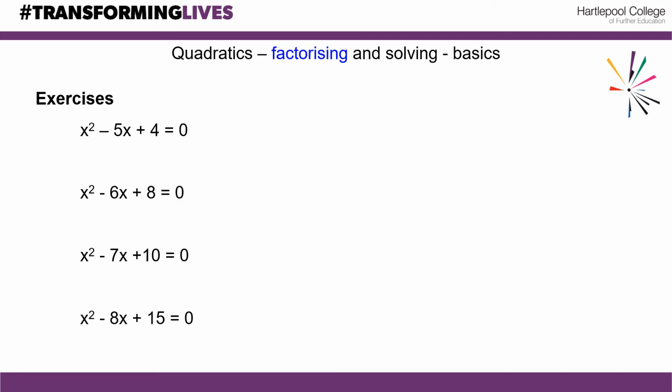Right, okay, so again, let's have a look at these. So if we think for the first one, we've got a 4, so list our factors of 4, we've got 1 and 4, or we've got 2 and 2. Now this one here is a positive term, and this one here is a negative term, so again, these are all going to have to be negatives to get that minus 5. And the only combination there would be minus 1 and minus 4.